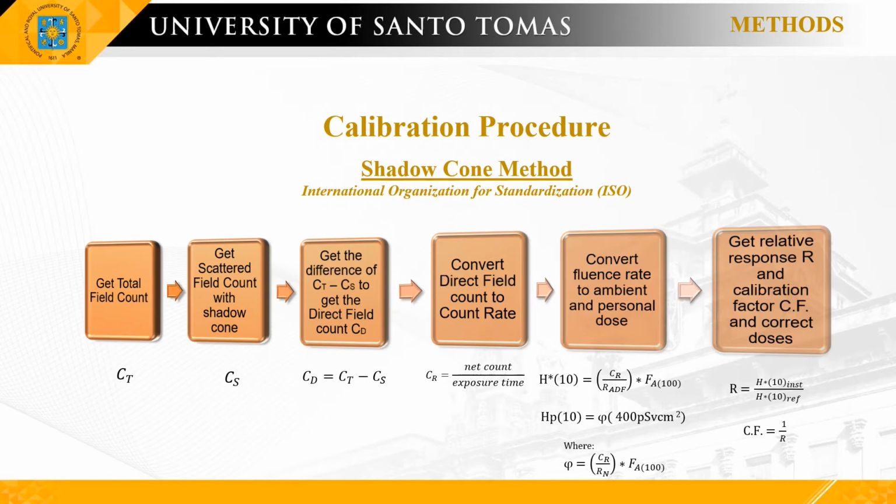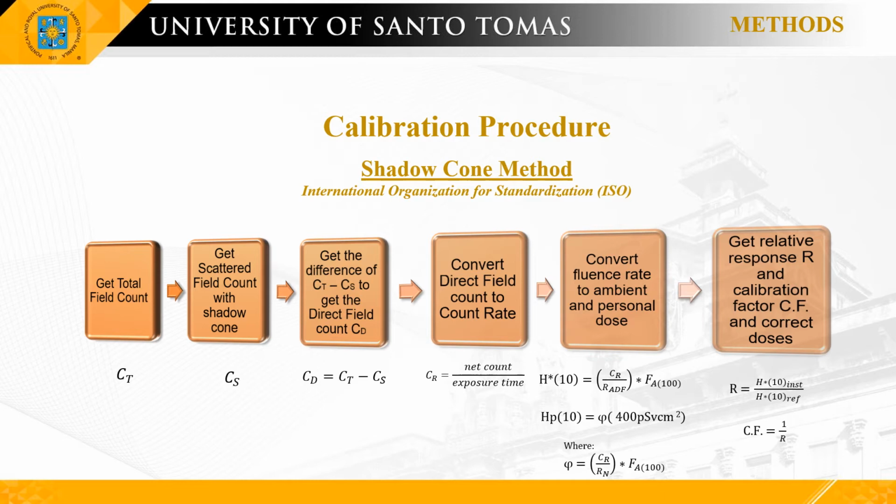This slide shows you the flowchart describing the calibration procedure, shadow cone method, recommended by the International Organization for Standardization or ISO. First is to get the total field count CT. Second is to get the scattered field count with shadow cone CS. Third is to get the difference of CT and CS to get the direct field count or CD. Fourth is to convert this direct field count to count rate by dividing the direct field count by the exposure time.